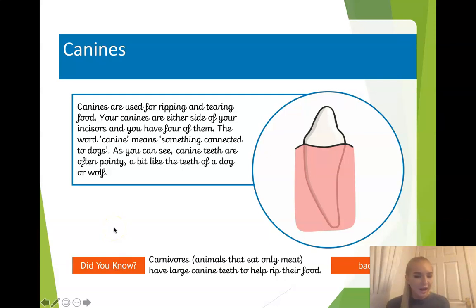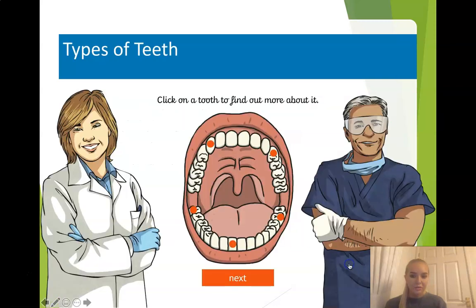Did you know that carnivores, animals that only eat meat, have large canine teeth, much bigger than this one? That helps them rip their food. What else do you think it might help them do? It might help them become better predators too and get their prey easily if they have sharp teeth. So that is a canine tooth.